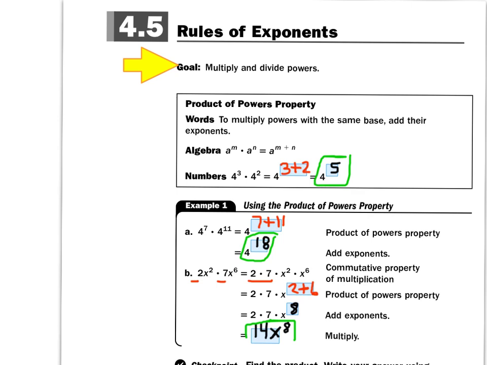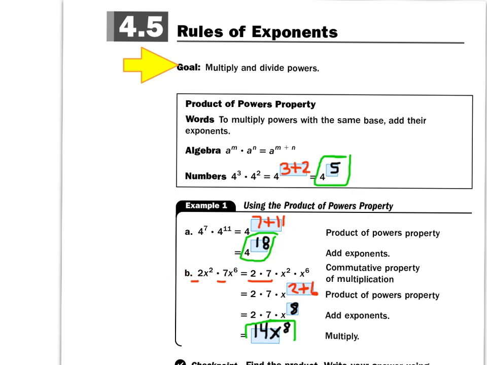Now, if you didn't believe that trick, you could write it out. 4 to the third power would be 4 times 4 times 4, and 4 to the second power would be 4 times 4, so there would be a total of 5 4s, so it's 4 to the fifth power. Take a look at example 1, letter A. 4 to the 7th power times 4 to the 11th power. Well, when the bases match, we copy the base, and then we just add the exponent, 7 plus 11. So that gives us 4 to the 18th power.